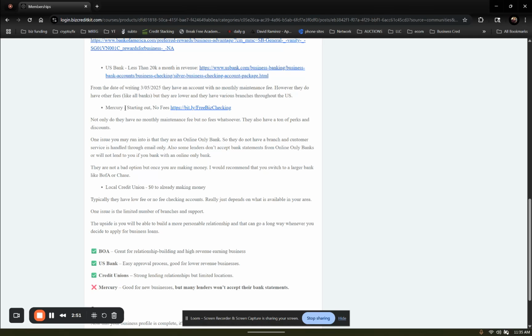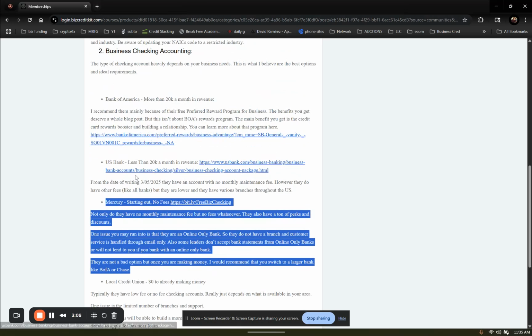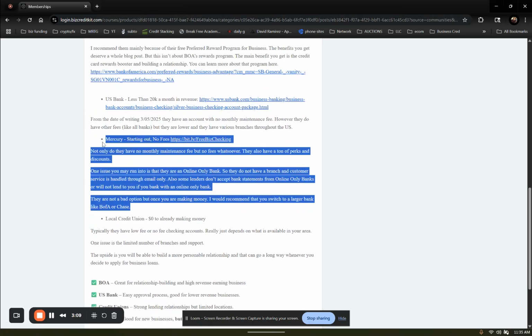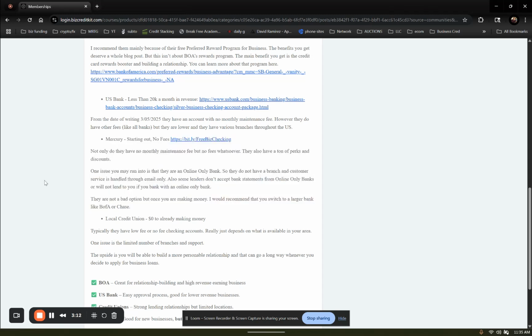Mercury, I've used them as well. The only thing is they're a fintech company, so if you try to get a product that requires bank statements, they're not going to be as confident about those statements as compared to a traditional brick and mortar bank. Fintech companies are great. However, some lenders, if they want to see your bank statements, may reject them because fintech is still new. That's literally how the banking world is. When they don't understand it, instead of trying to understand, they'd rather just deny you. It's very frustrating.